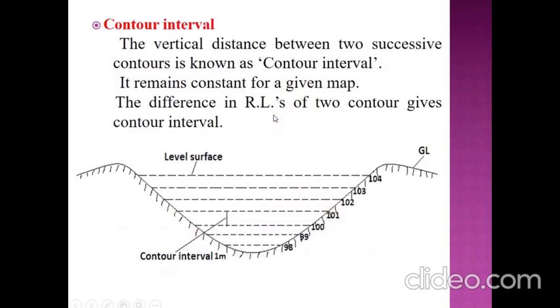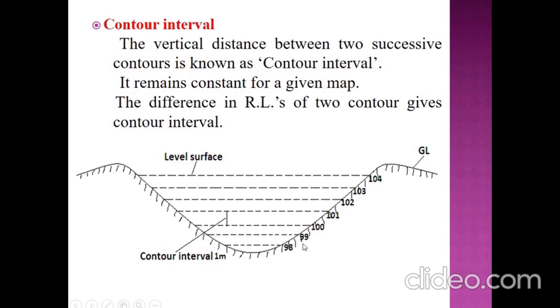Then the next point is the contour interval. Basically, the vertical distance between two successive contours is known as the contour interval. It remains constant for a given map. The difference in RLs of two contours gives the contour interval. Here a sectional view of the river is given, and this line indicates the level surface, and these figures are nothing but the reduced levels of that surface.